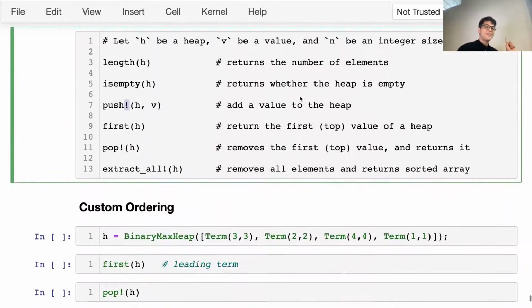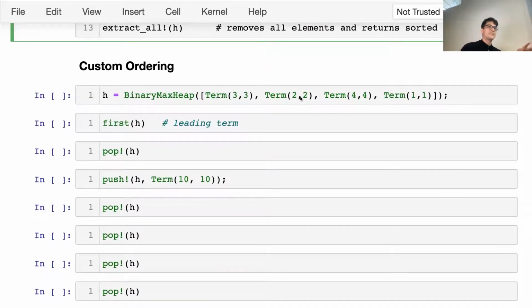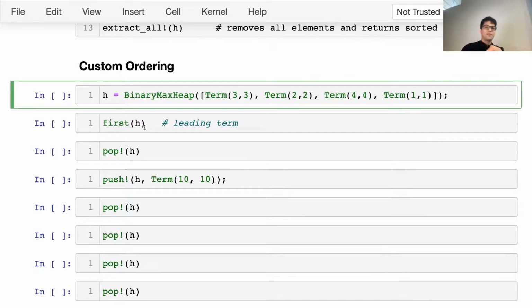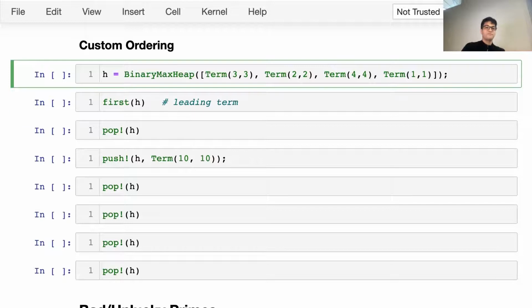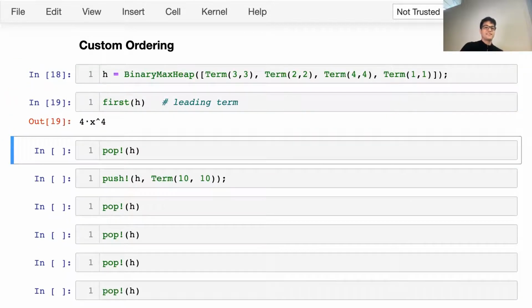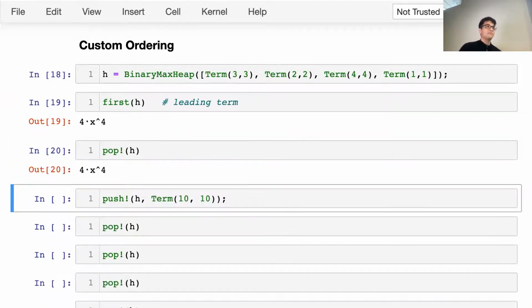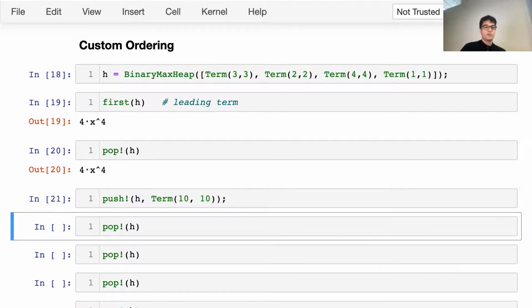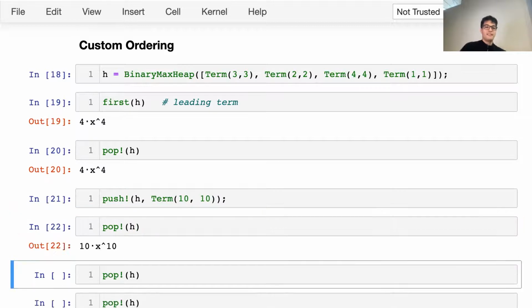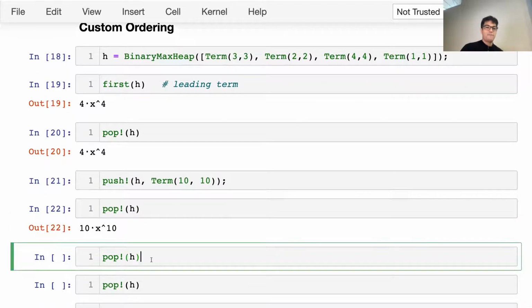This means that heap is going to work out of the box with terms. There's nothing left to do. So here's a binary heap. I'm just going to put terms in it. What's its first one? Right, 4x to the 4. And look, I didn't give it in order. Can I pop H? Yeah. Here's the leading term of that polynomial. All right, can we push a term into it? 1 of degree 10, sure. Well, what's going to pop now? 10 to the 10. What's going to pop next?